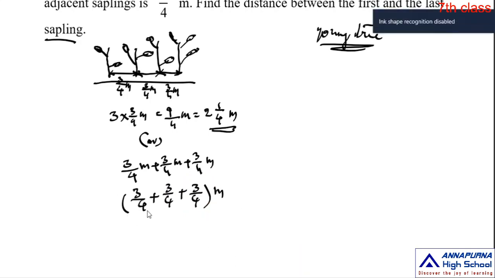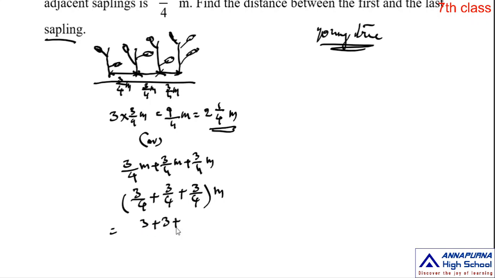So 3 by 4 plus 3 by 4 plus 3 by 4. This is the addition of like fractions. Sum of the like fractions is equal to, what is the rule we have? Sum of the numerators, 3 plus 3 plus 3, by common denominator. So that is the rule. What is the denominator we have? 4 meters. So which is equal to 3 plus 3, 6 plus 3, 9 by 4 meters.